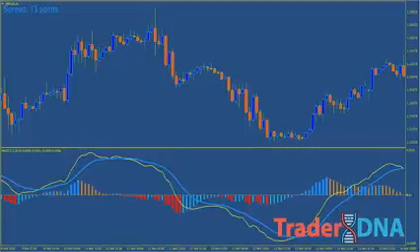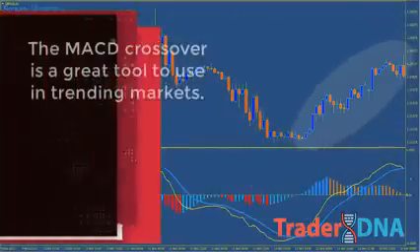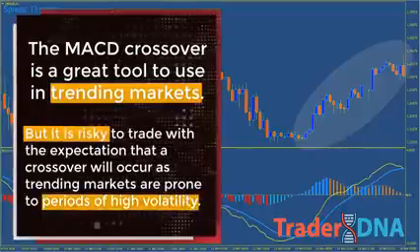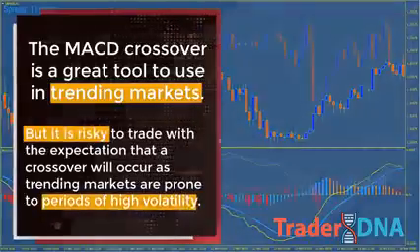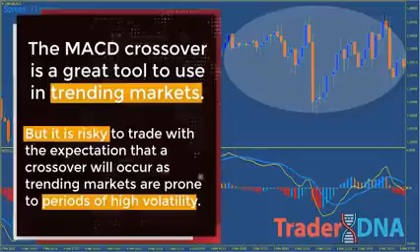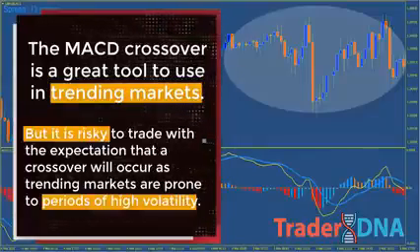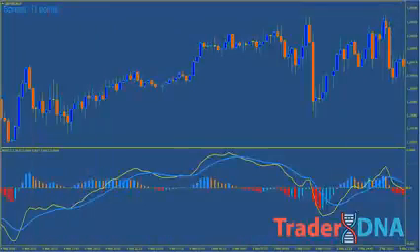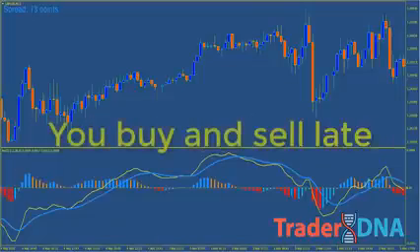The MACD crossover is a great tool to use in trending markets, but it is risky to trade with the expectation that a crossover will occur as trending markets are prone to periods of high volatility. Both the MACD and moving averages are intended to keep you on the right side of the market. On the long side during uptrends, and on the short side, or out of the market altogether during downtrends, meaning you buy and sell late.